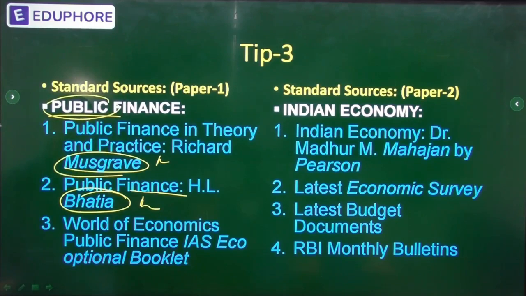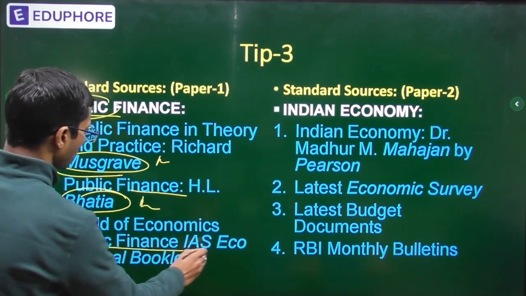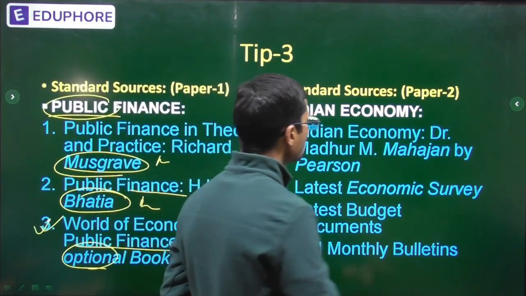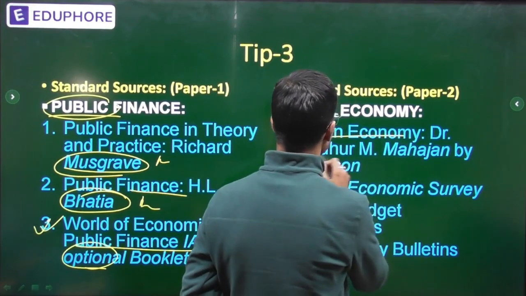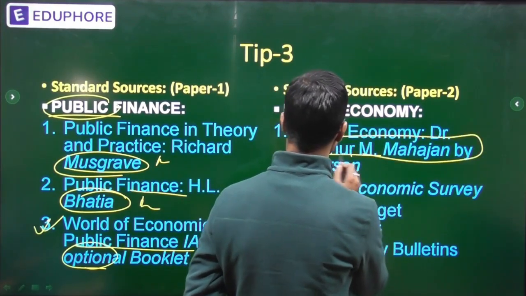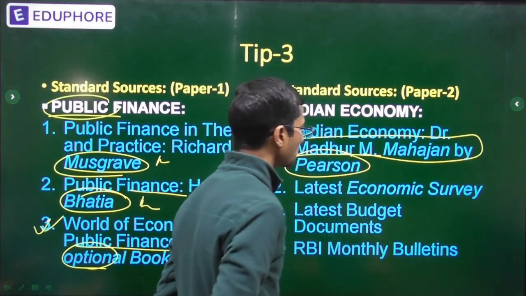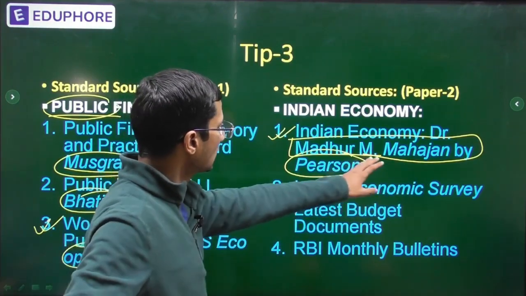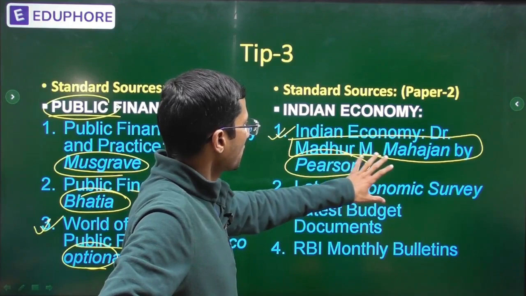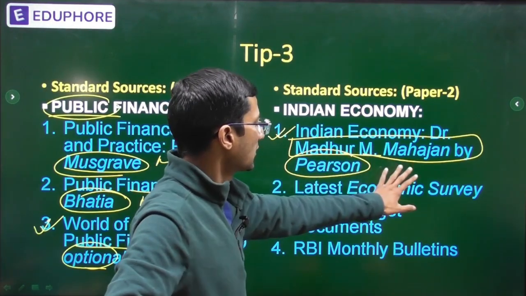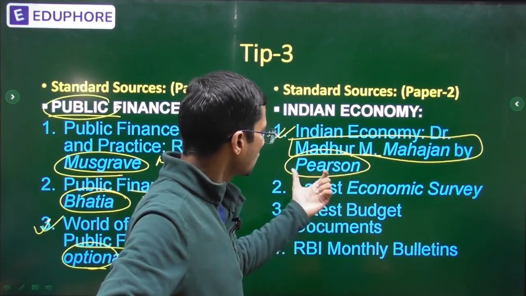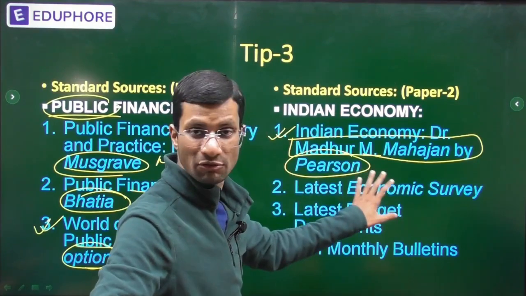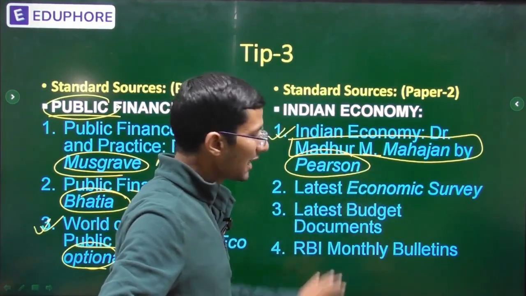So Public Finance by H.L. Bhatia, then of course our own Public Finance IAS Economics Optional booklet. Then for Indian economy, let me tell you, you don't need to go anywhere else. Our core faculty, Dr. Madhur M. Mahajan, a senior professor, has written an Indian economy book. The second edition is already in the market, published by Pearson, one of the world's renowned publishers. So you can trust it blindly.